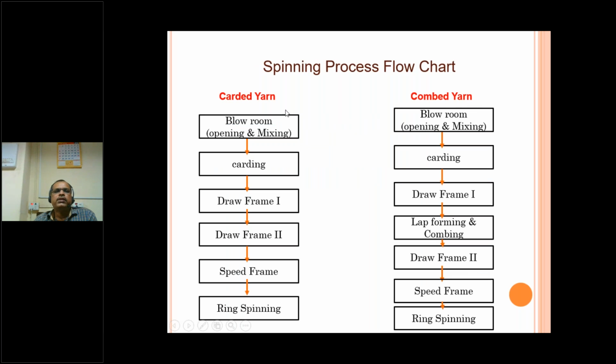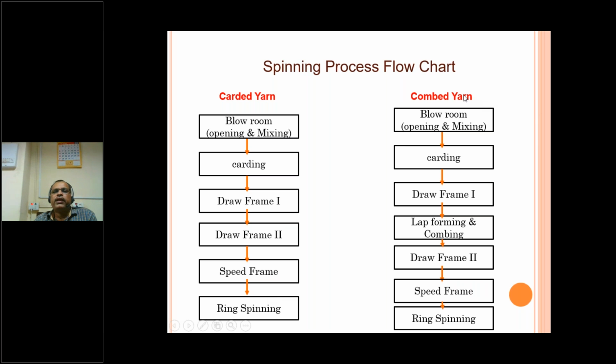So these are the different processes. One is carded yarn, one is combed yarn. In the carded yarn process, first is mixing and opening, for which the machine is the blow room. Then carding, that is the individualization. Then draw frame, where there is parallelization by attenuation, and draw frame 2 to increase the parallelization. Speed frame makes an intermediate product before spinning. Next is ring spinning, which applies the twist and makes the yarn.